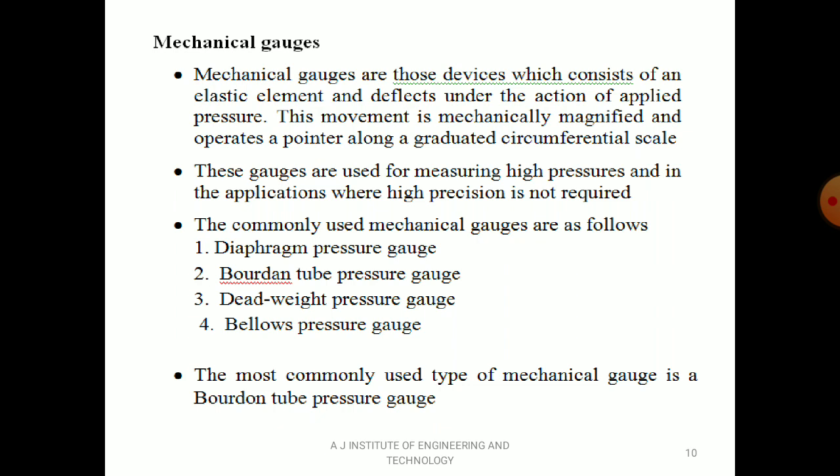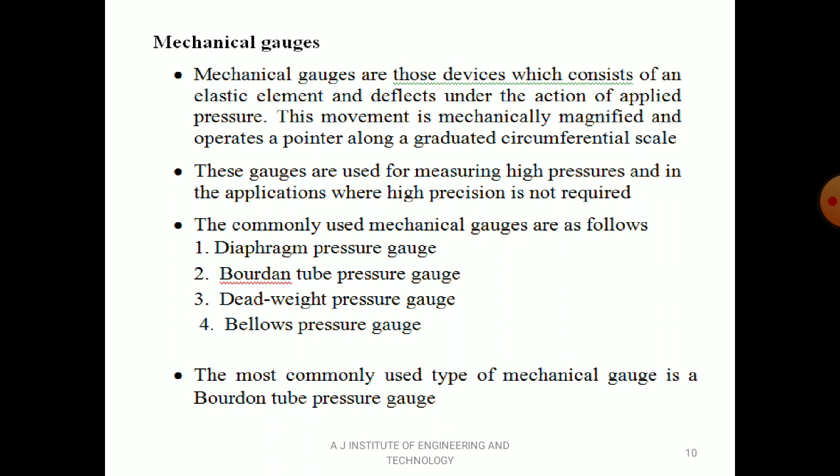This movement is mechanically magnified and operates a pointer along a graduated circumferential scale. So that movement or deflection is magnified, you are going to increase the magnitude by means of some arrangement, and it operates the pointer along a graduated circumferential scale. That deflection can be magnified, and that is shown by using a pointer. These gauges are used for measuring high pressure and in applications where high precision is not required.